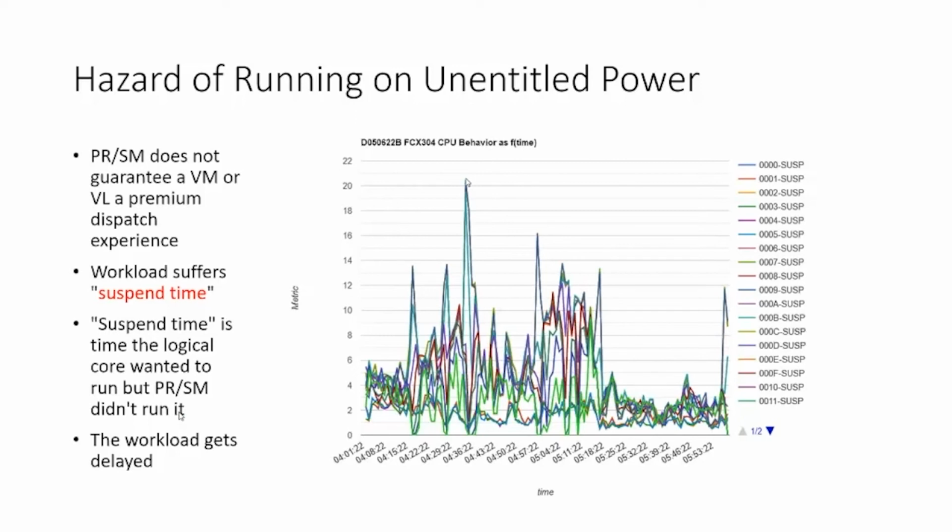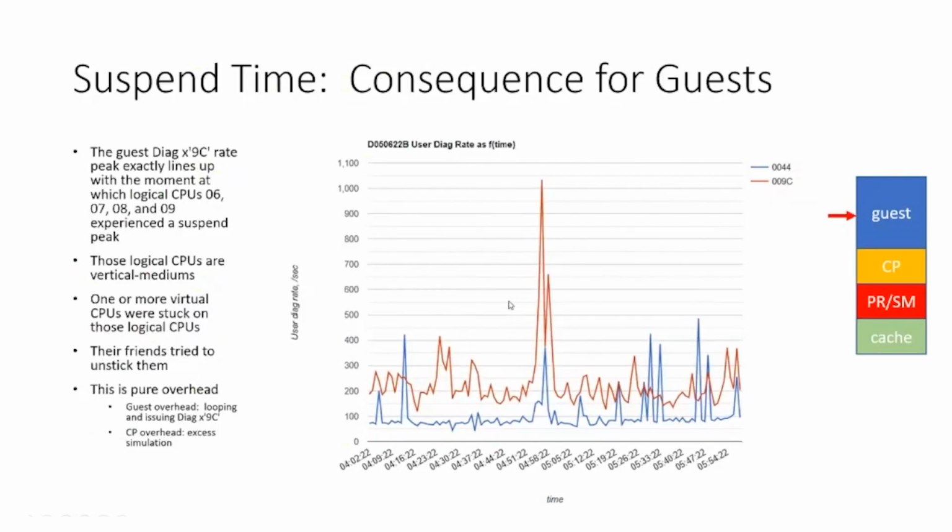You can see that some of these logical cores experienced suspend time above 20%, and that means for 20% of the elapsed time that logical core wanted to run, but Prism didn't run it because there was no power available. That logical core was a low, say, and there wasn't anything in the cupboard. The load couldn't run because partitions that had entitlement were running instead. And this is bad for the workload. The workload gets delayed. All kinds of bad things happen when you have large amounts of suspend time like this. You definitely want it not to happen.